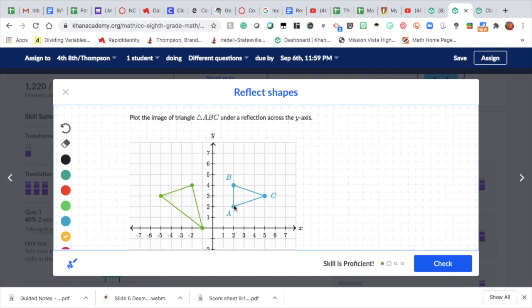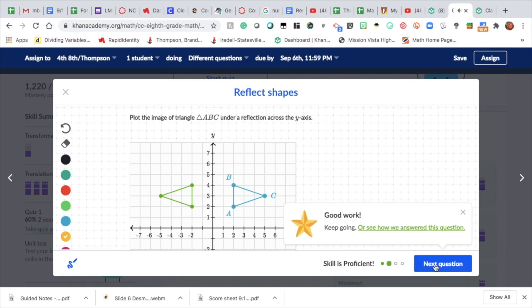Then we look at A. It's 2 away on line 2. So we know it's going to have to be 2 away, line 2. And then we're going to check. And so we know we're correct.